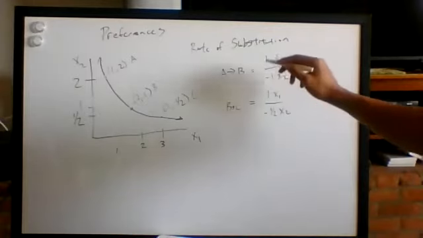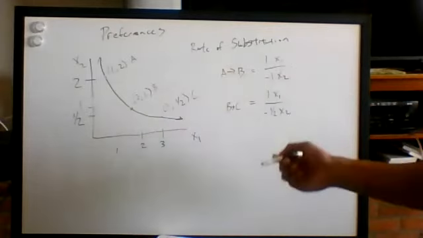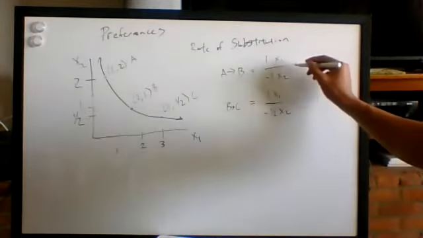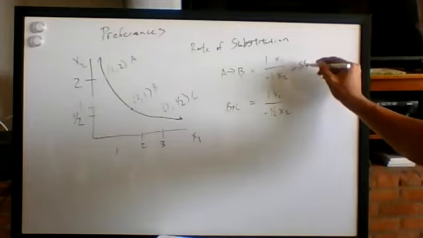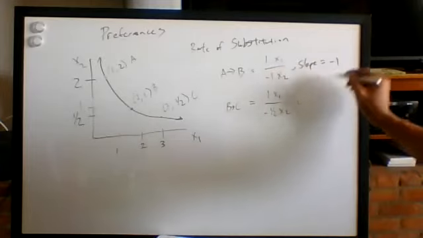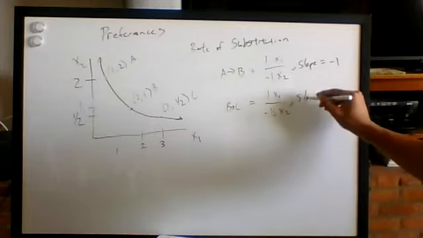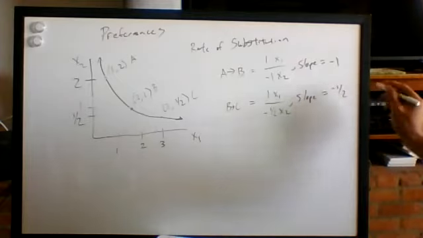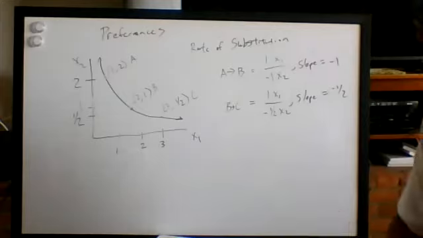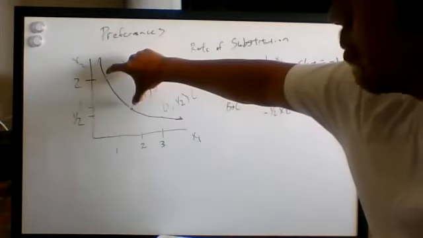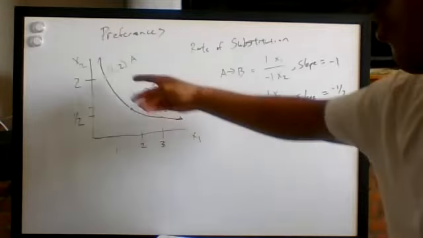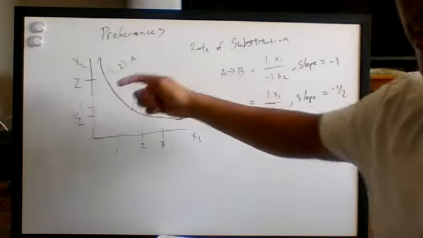So don't think about this as a slope, think about this as just a ratio of what you had to give up, because we all know that slope is rise over run. What you notice is that we had to give up more of x2 to get an additional unit of x1 when we had less x1 to begin with, right?